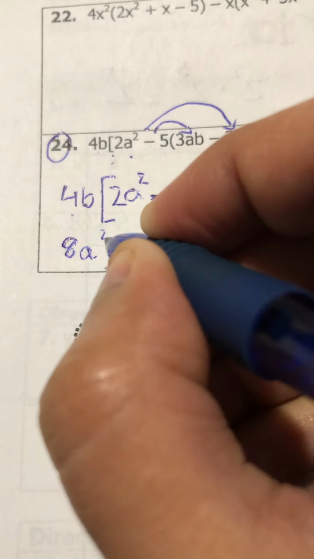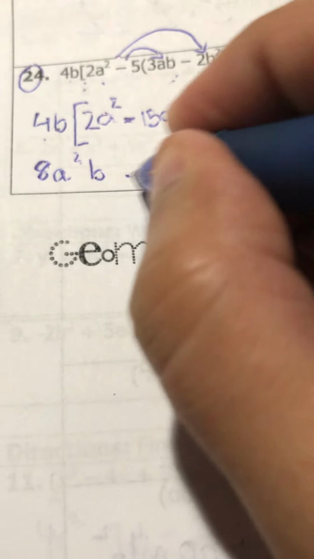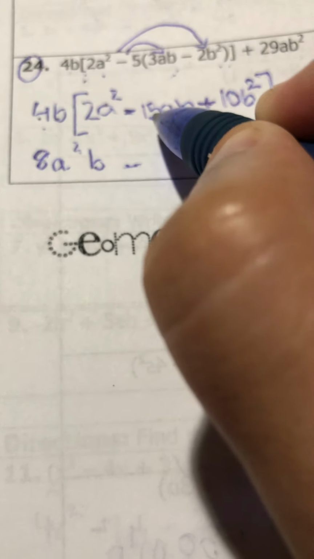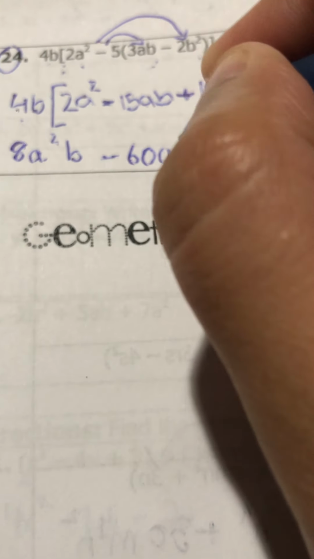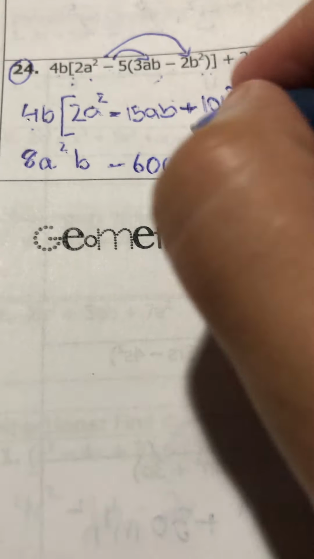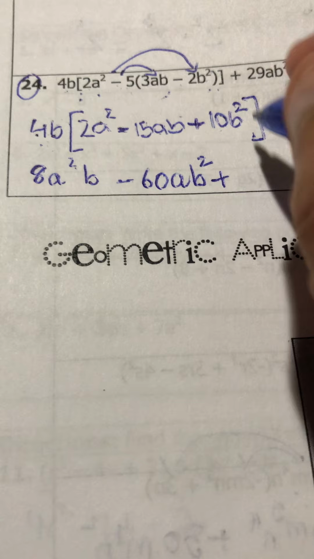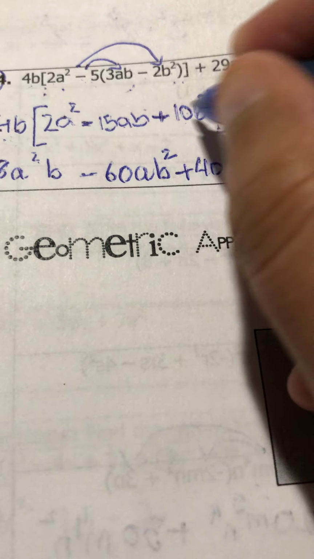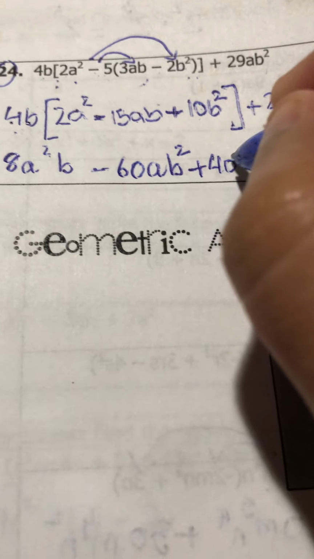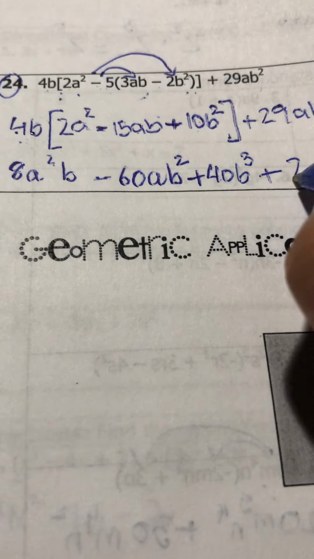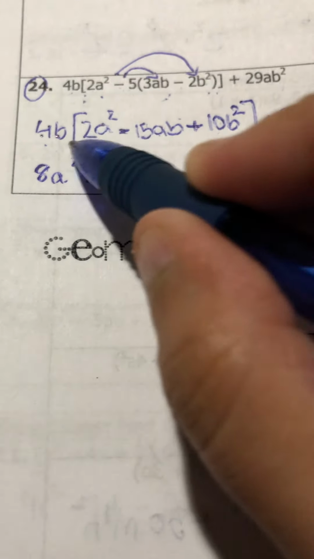So 4 times 2 is 8. Write in alphabetical order. So I'm going to write a squared b minus 4 times 15 is 60ab to the power of 2, because 4b times 10b, 4 times 10 gives me 40b to the power of 3, plus 29ab squared. It's not being multiplied with this because it's only being multiplied with whatever is inside the brackets.